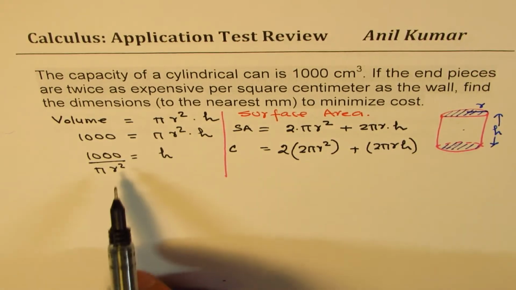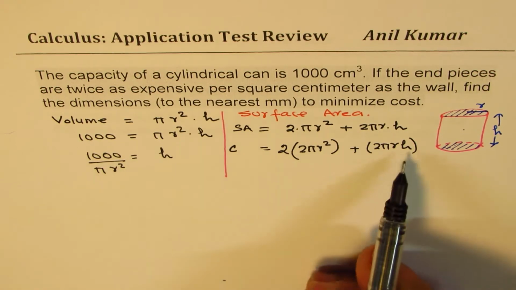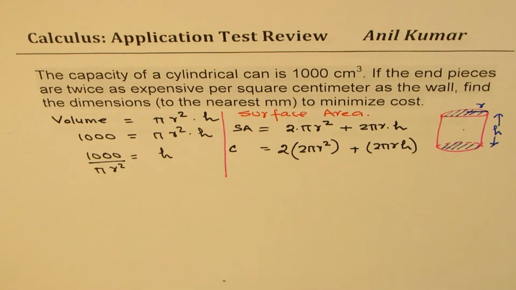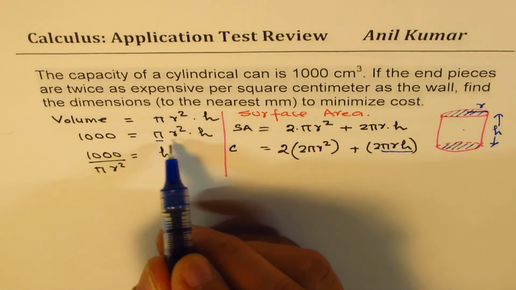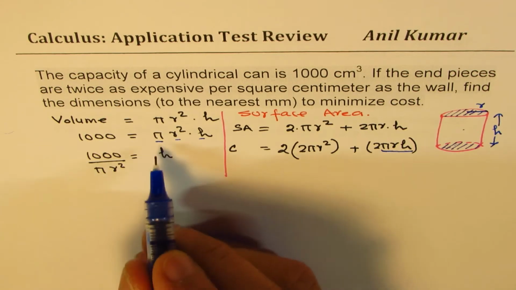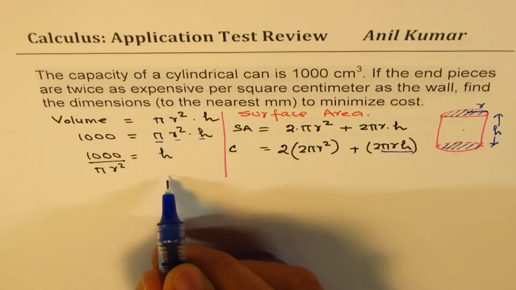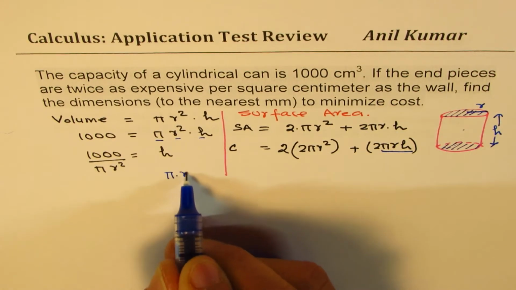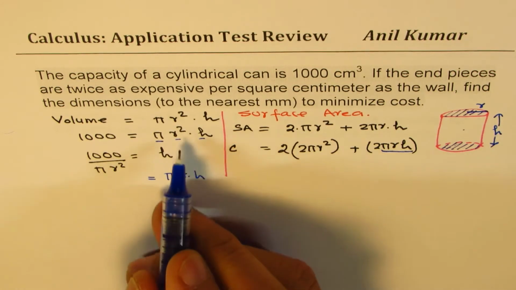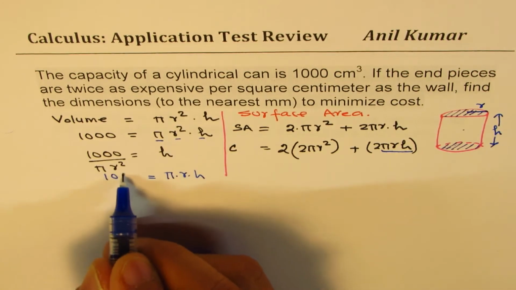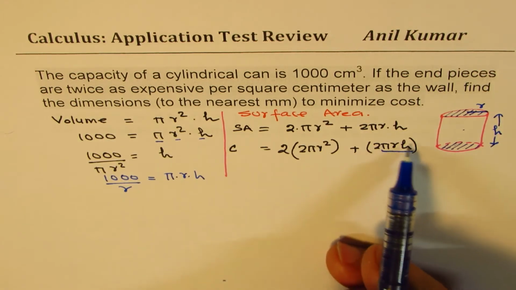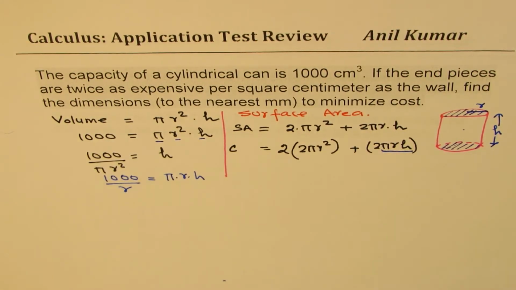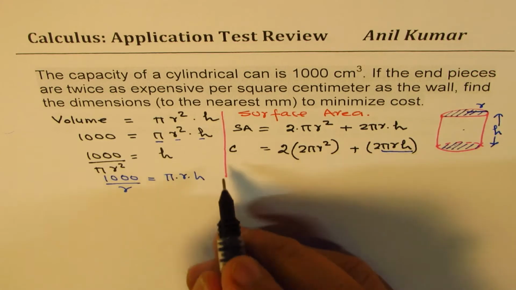So h could be written as 1000 over pi r square, and we could simplify. Now what I want to tell you here also, we are actually looking for pi rh. So pi rh also could be written. So let me rearrange this formula once again. So I'll write pi rh is equal to, we don't need that r, so we'll divide 1000 by r. Does that make sense to you? So I could replace pi rh by 1000 over r. So that's a good way of doing it.